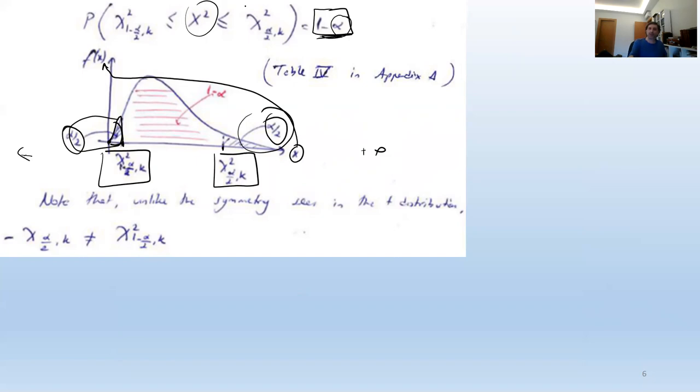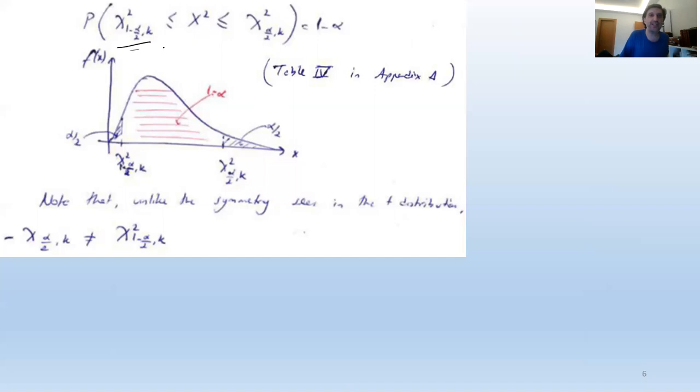And the notation of the chi-square random variable is very similar to the t-distribution. Just like in the t-distribution, we show t alpha over two with a certain degrees of freedom. It's the very same thing here, because for each degree of freedom, we have a different t and a different chi-square distribution. And this shows the non-symmetric property of the chi-square distribution. Therefore, these two will not be equal to each other.